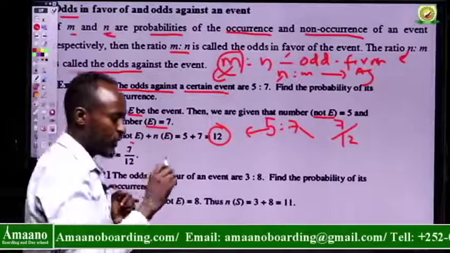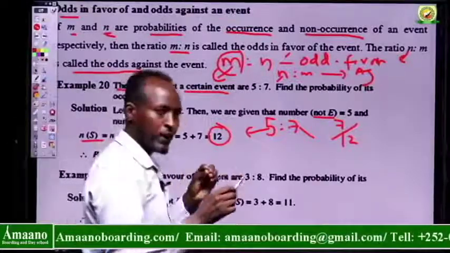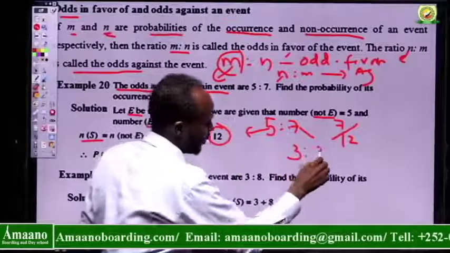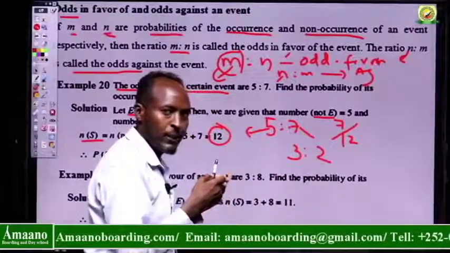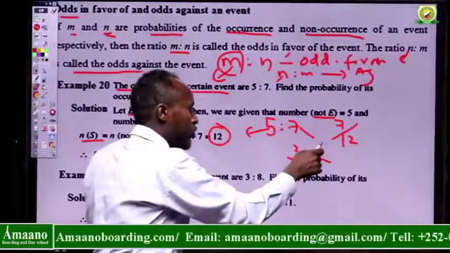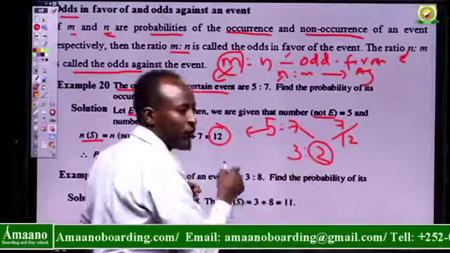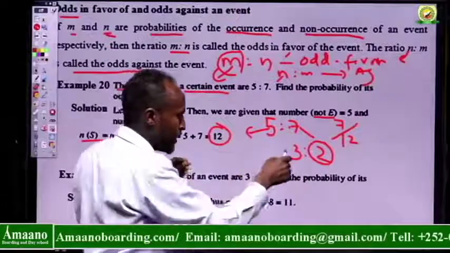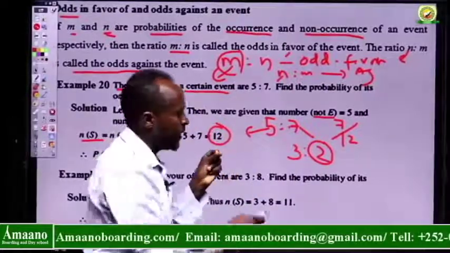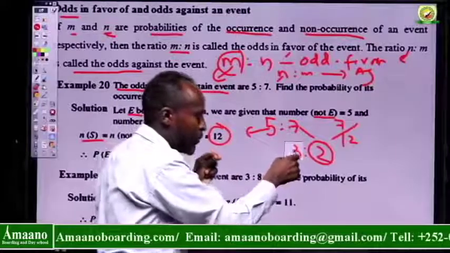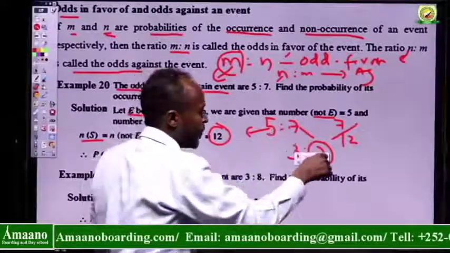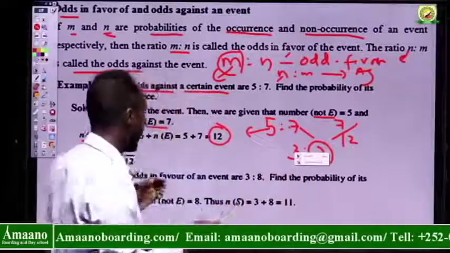Okay, let me give you one hint. If you are asked the odds against of an event, and the ratio of odds against of an event is 3 to 2, and we are asked to find the probability that this event will occur, it will be 2 divided by the sum of them, 5, so 2 over 5, as long as this is odds against. But if it is odds in favor, this number will be the number of times that our event will occur. Therefore, it will be 3 divided by 5.